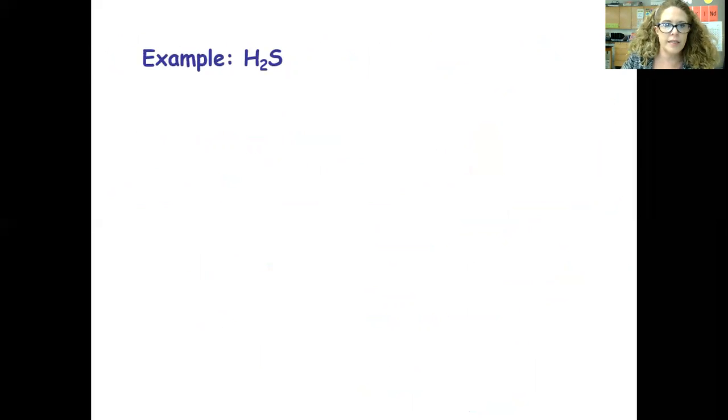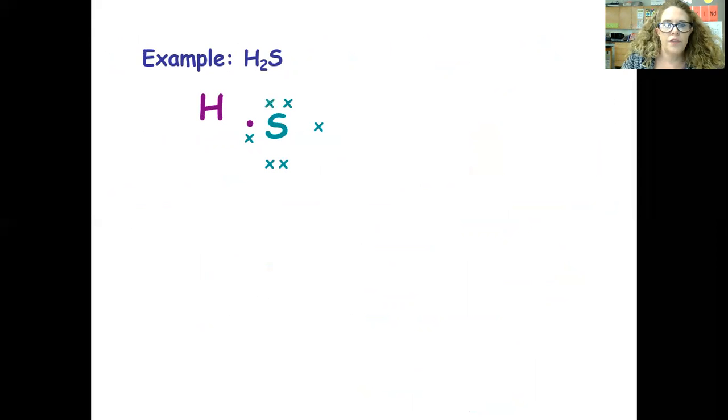So let's take a look at an example of hydrogen sulfide. We have hydrogen with its 1 valence electron, and sulfur has, I believe, 6 valence electrons. Yep, so we'll get those 6 in there.